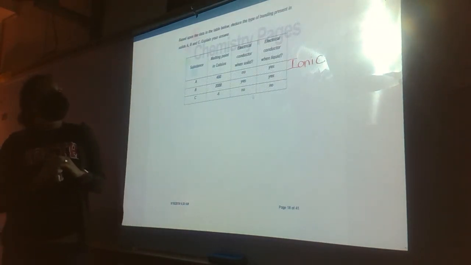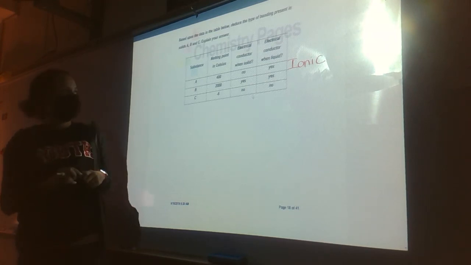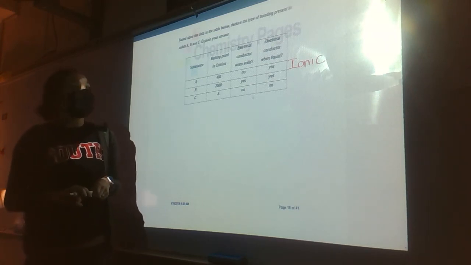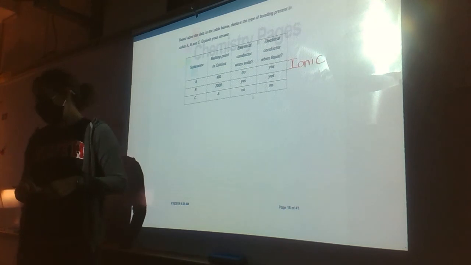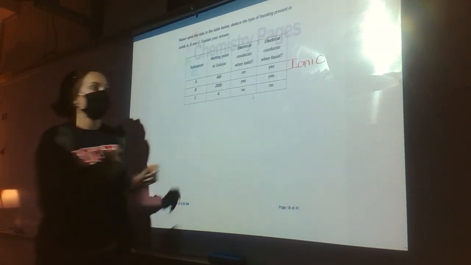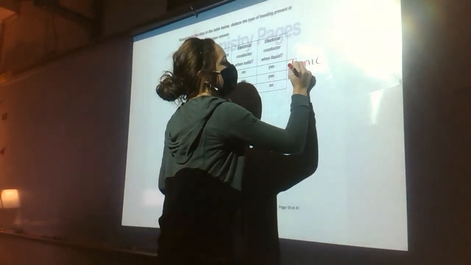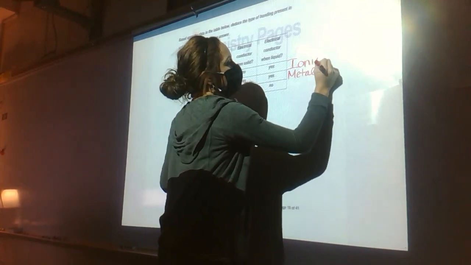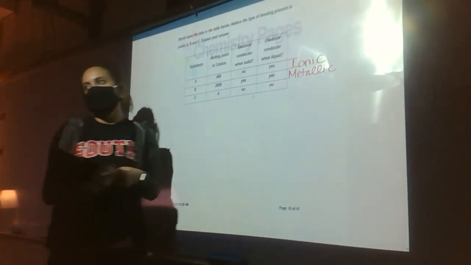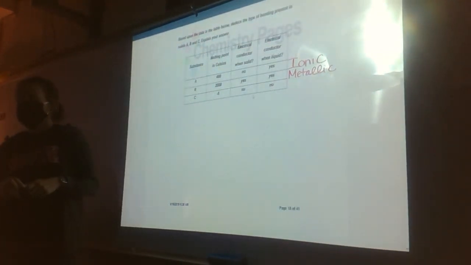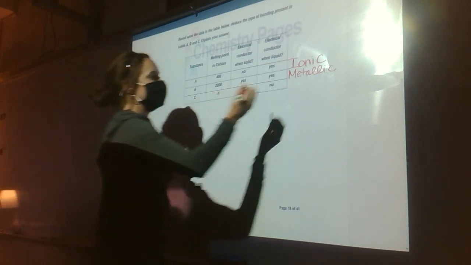B, melting point of 2,000 degrees Celsius, conducts electricity when solid and liquid. This is metallic. Metals have very high melting points, and they always conduct electricity. C, -6, never conducts electricity. This is molecular, plain old molecular.